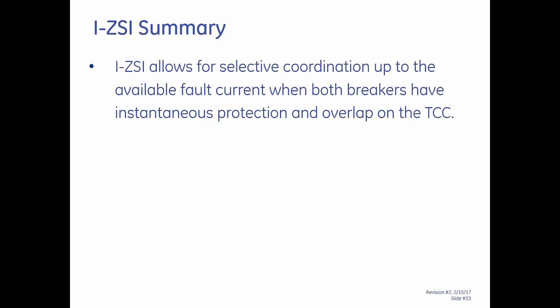Now first, starting with the I-ZSI part, which we introduced last. I-ZSI allows for selective coordination up to the available fault current. And this is when both breakers have instantaneous protection and overlap on the time current curve. Now, there are some limits on this. In some cases, the limit of coordination might be up to 85K, it might be up to 100K. It just depends on the particular set of breakers you're using. But certainly for the example we just showed, I can now get coordination up to the available fault current when I could not do that before without using I-ZSI.